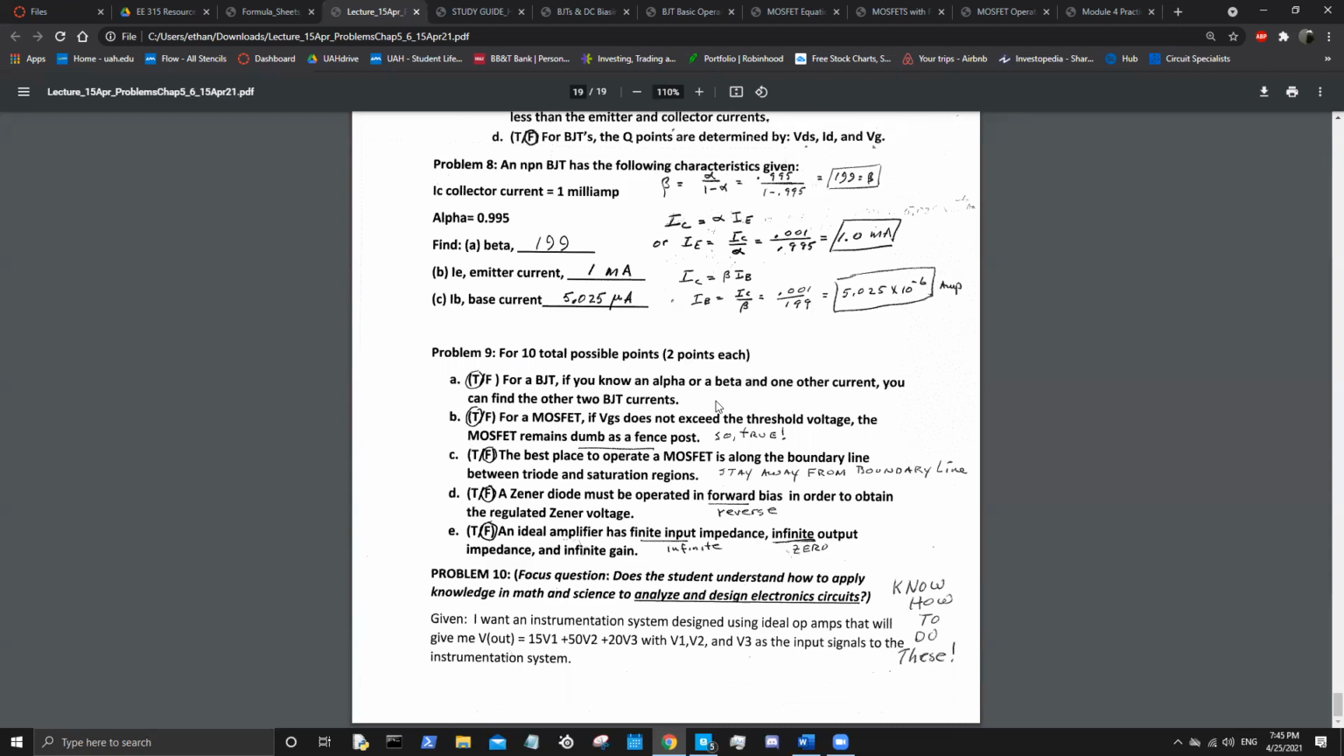I freaking like it. All right, so part C, the best place to operate a MOSFET is along the boundary line between the triode and the saturation regions. Stay away from the boundary line. Anyone have a reason as to why? Because I don't.